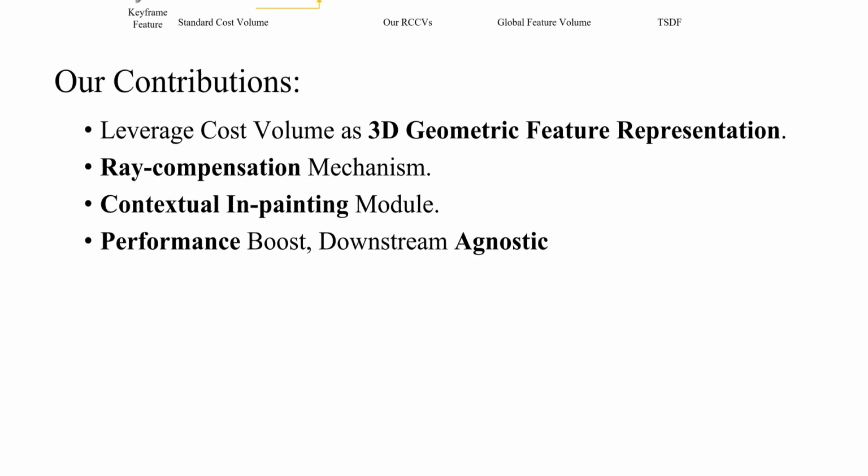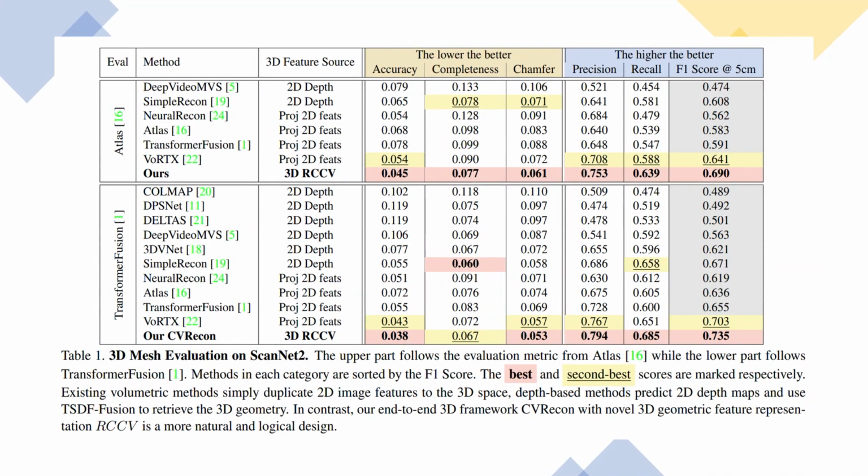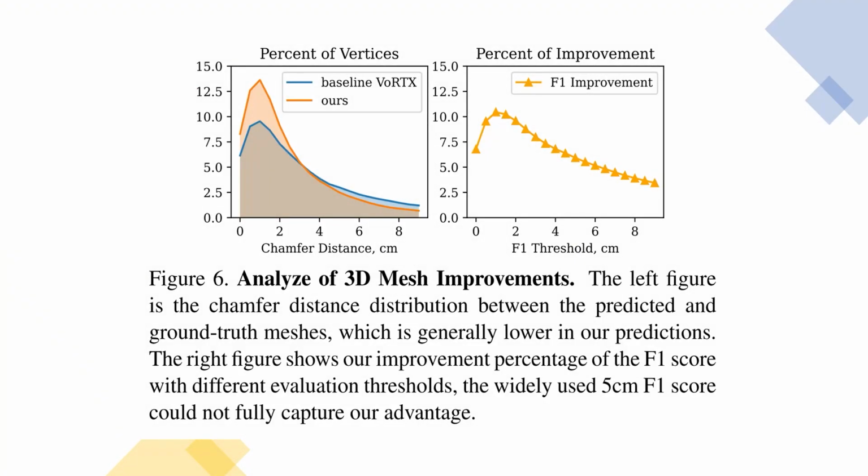We quantitatively evaluate our method on the ScanNet dataset following the widely used 3D mesh evaluation metrics from Atlas and Transformer Fusion. We outperform all of the existing methods by a large margin. Moreover, we would like to point out that the default 5 cm threshold for the F1 score is too large to adequately capture fine geometry details. Smaller thresholds like 2 cm demonstrate much higher improvements.